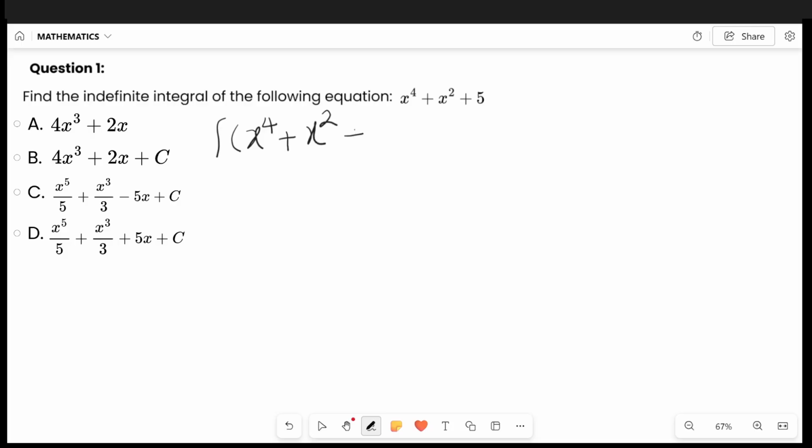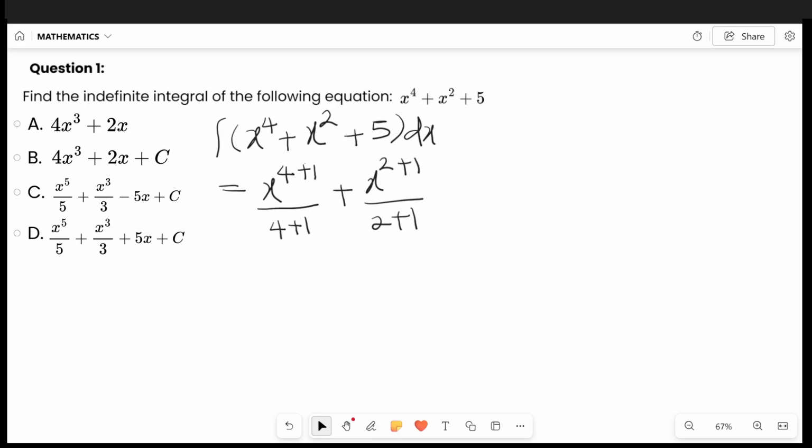So now, with that said, we are going to have x to the power 4 plus 1 over what? 4 plus 1, right? Plus x to the power 2 plus 1 over what? 2 plus 1, right? Plus 5x to the power 0 plus 1 over what? 0 plus 1, right? Plus c.